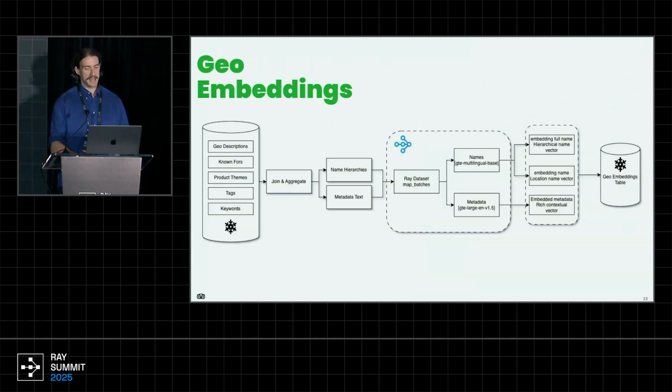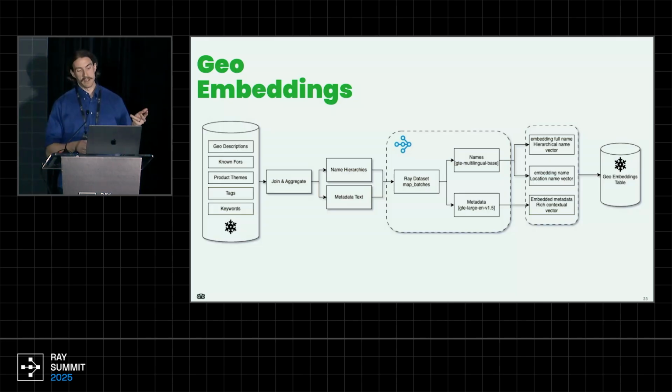This is a net new pipeline, so I thought it would be good to talk through the process at a high level. We load from Snowflake our geo descriptions, known-fors, product themes, tags, and keywords. We do some joining and aggregation here to produce name hierarchies, so Paris, which is in France, which is in Europe, as a hierarchy, and a series of metadata text as well.